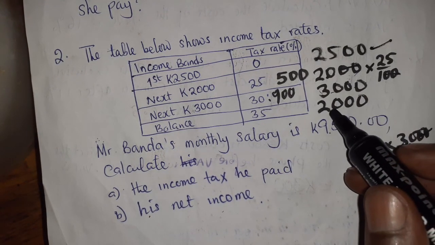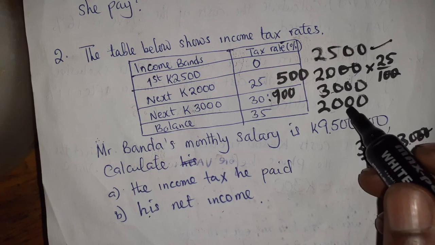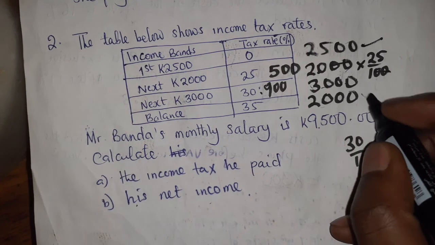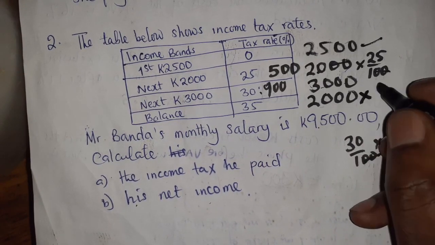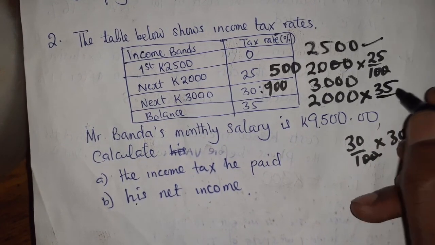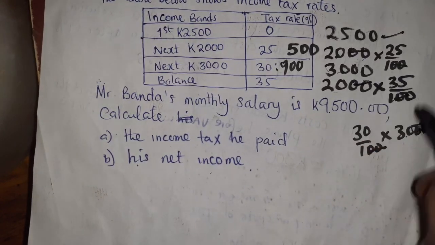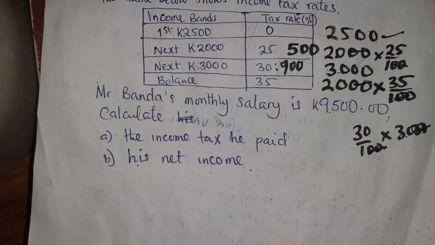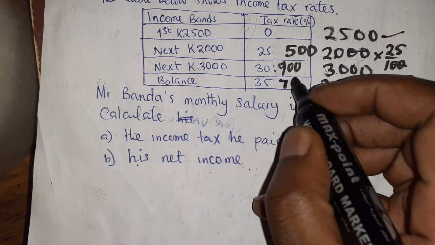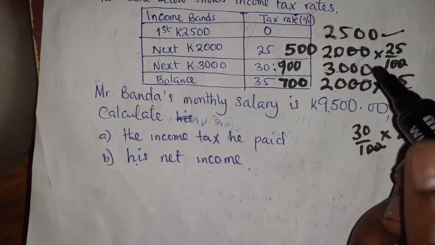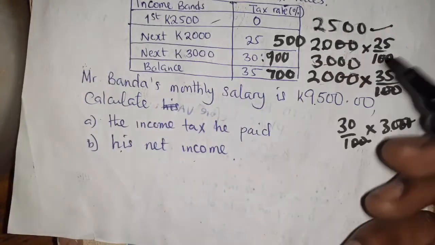Then the balance is 2,000. So we do the same thing. This one multiplied by 35%. Knock out these 2 zeros and these 2 zeros. So we have now 35 multiplied by 20. So here the tax is going to be 700. Okay? Remember, the first one doesn't have tax.